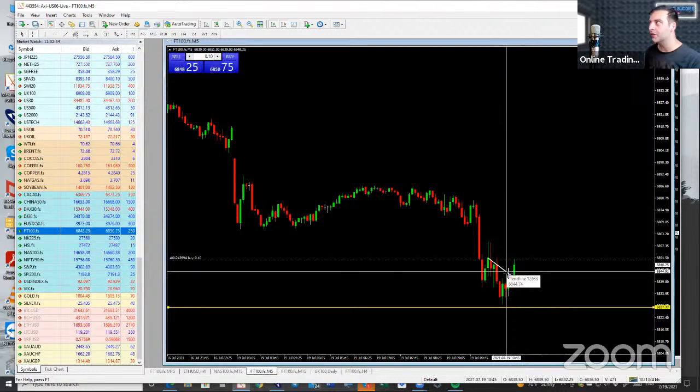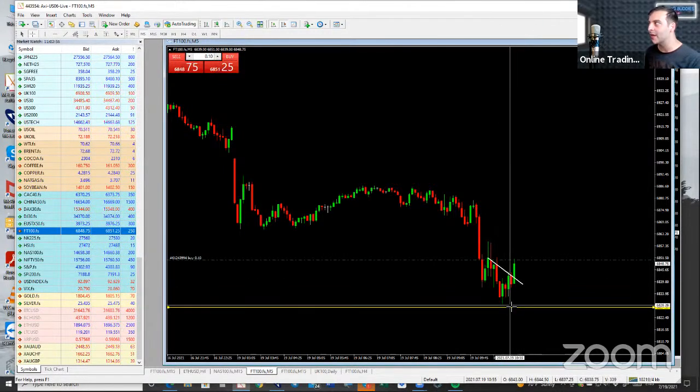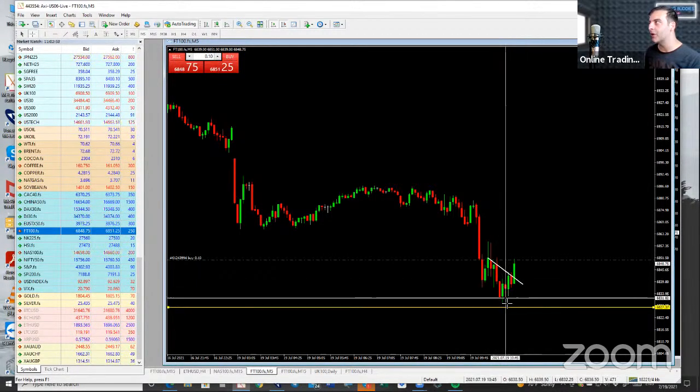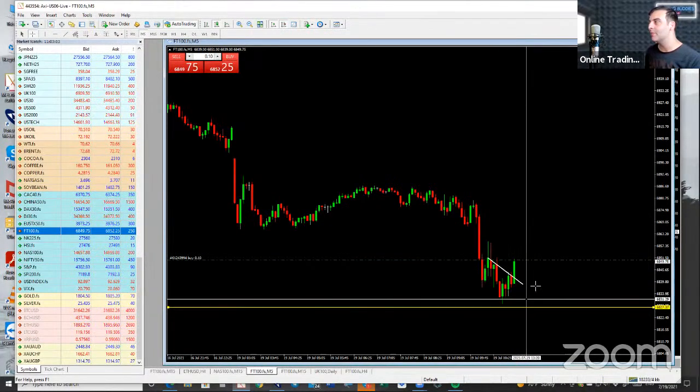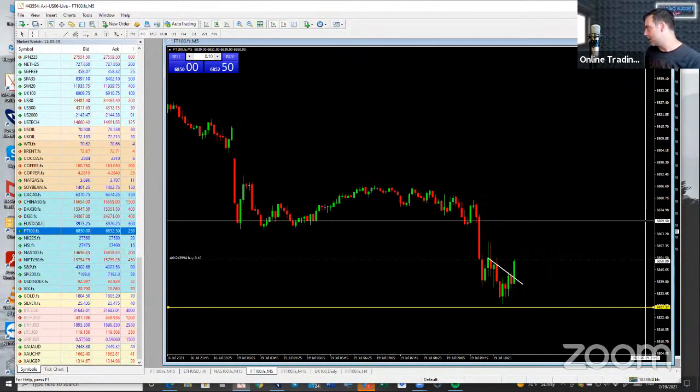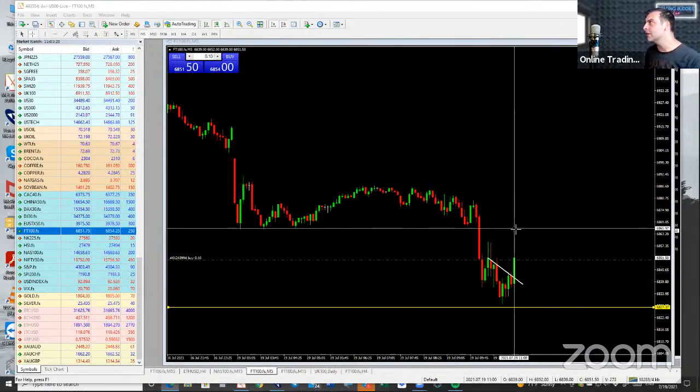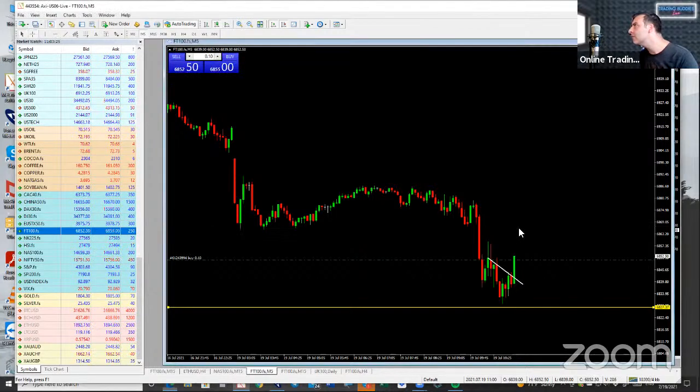So what I'd prefer to do is have a mental stop at this level, and if the price starts to break down, then yes, close the trade off. But otherwise, I'm quite happy to leave this and manage it as I go. Remember, I've got the ability to do that because I'll be in front of the chart. If you don't, you're going to have to put a hard stop in, but that's not my preferred choice. So targets are going to be nice and shallow here.